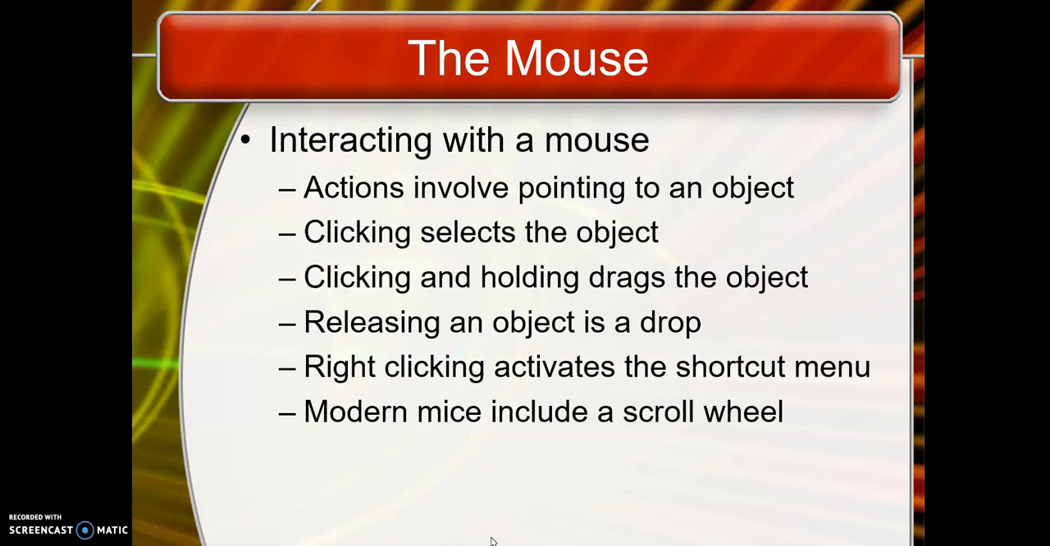So interacting with the mouse, there are certain operations. For example, actions involving pointing to an object, just like I'm pointing to this line. So this is one of the operations. You can click and select the object. Clicking and holding is drag and drop, just as we have seen on the other website. Releasing an object is a drop operation. You can right click to activate the shortcut menu, and there are certain other associated operations.